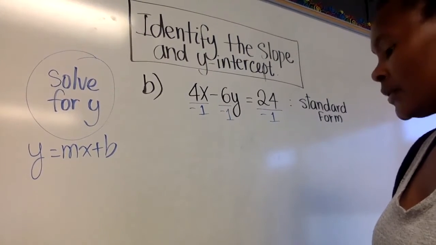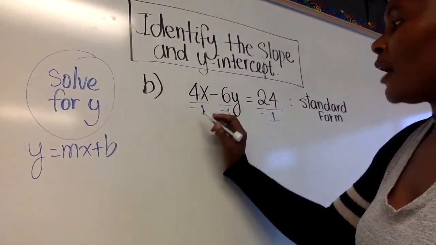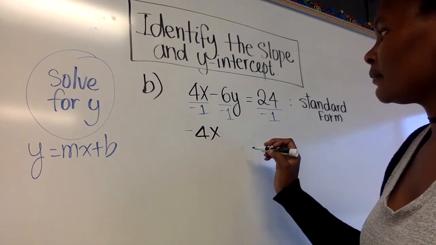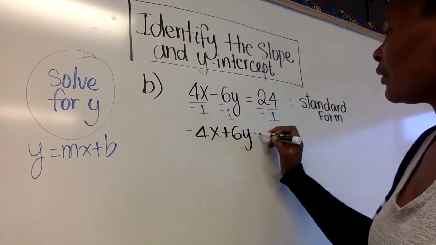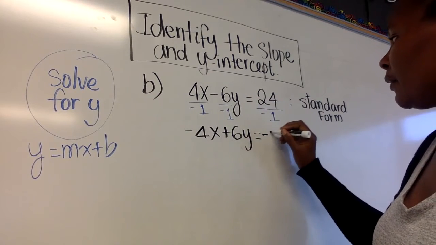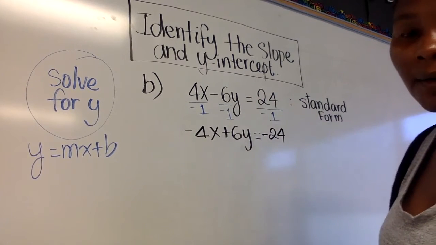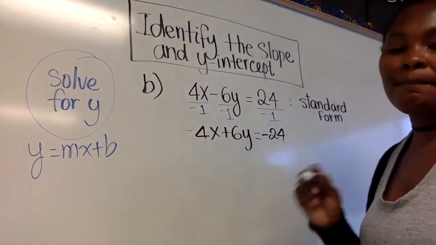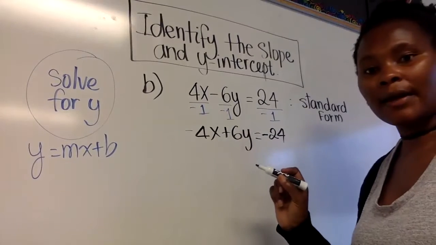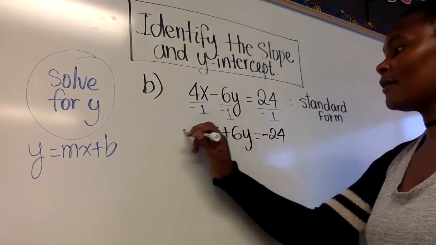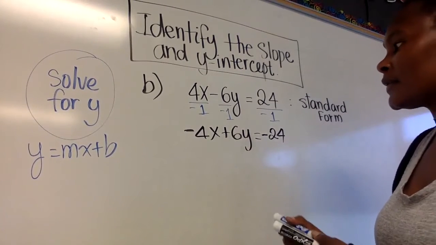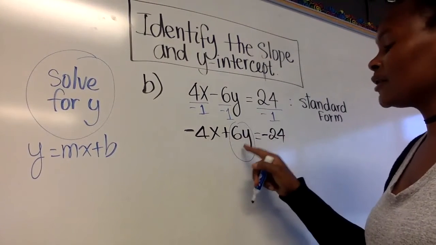So let's continue. Here you will get what? We are taking the opposite of positive 4x, which is going to be -4x. The opposite of -6y is positive 6y. And the opposite of positive 24 is -24. Remember, dividing by -1 or multiplying by -1 means taking the opposite of each term. So now I have the 6y by itself, positive. To solve for y, we want to isolate the 6y. You want it to be by itself.